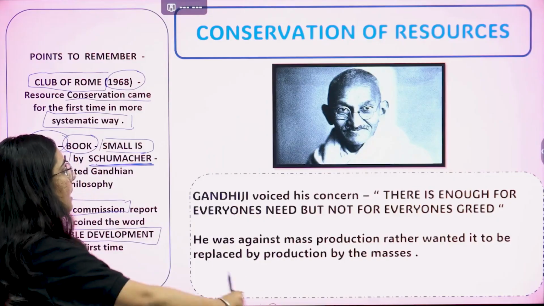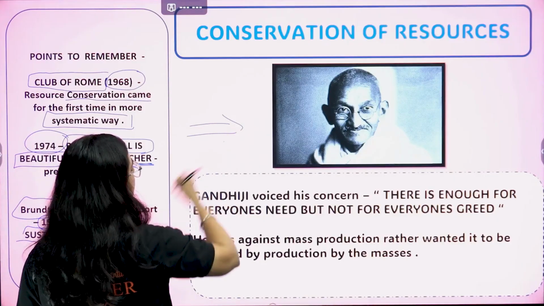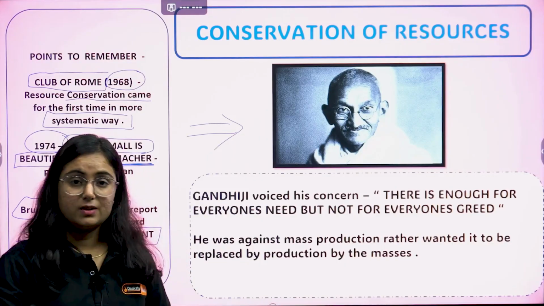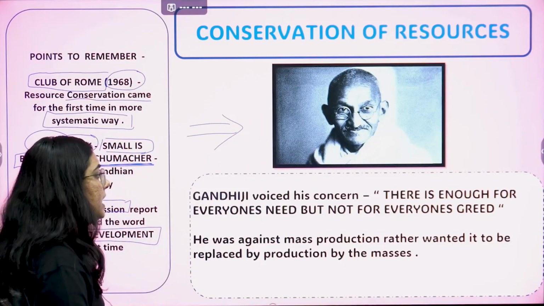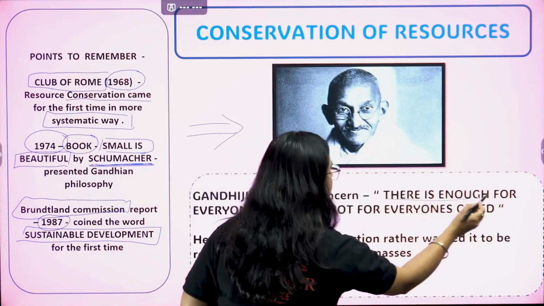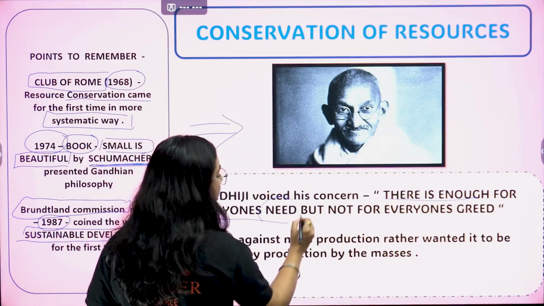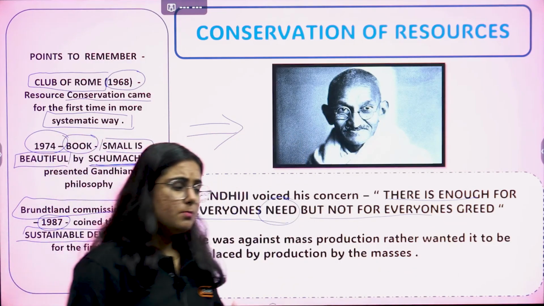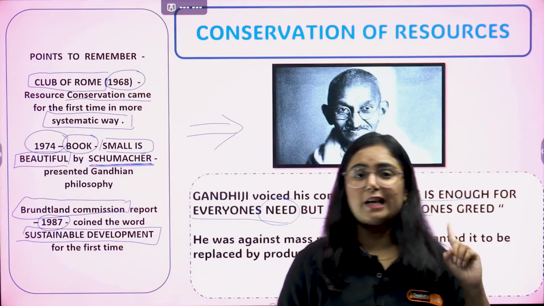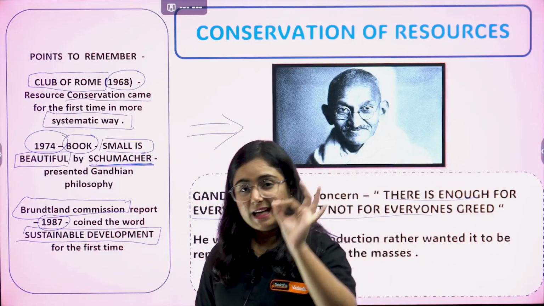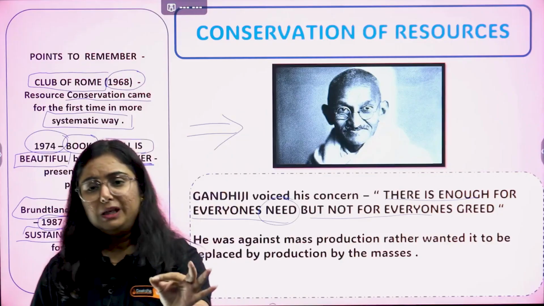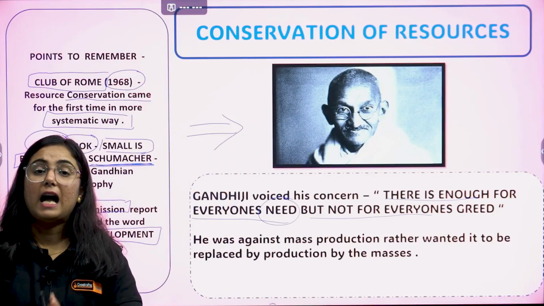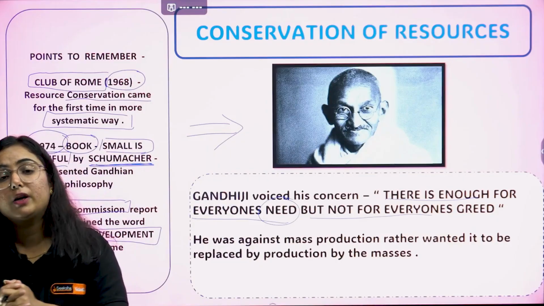Okay, coming to the father of nation, Mahatma Gandhi. In this sense, Mahatma Gandhi raised his voice and said that there is enough for everyone's need, but not enough for everyone's greed. Okay, sometimes question comes from this statement directly. Who said this statement and what do you mean by this statement? So it is very much clear by this statement that we need to conserve our resources.